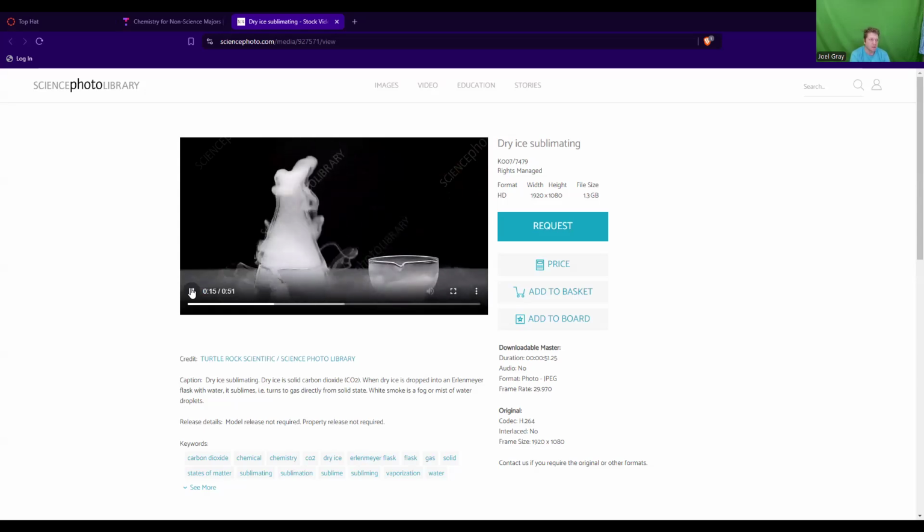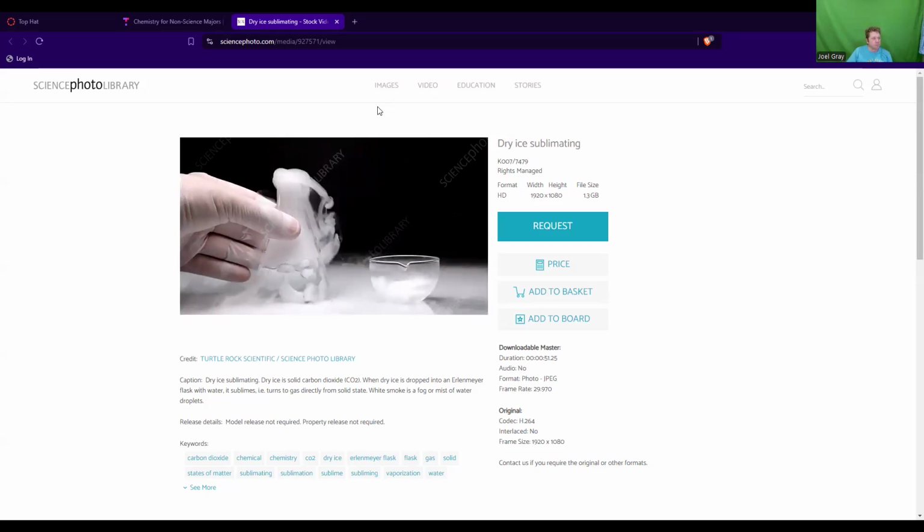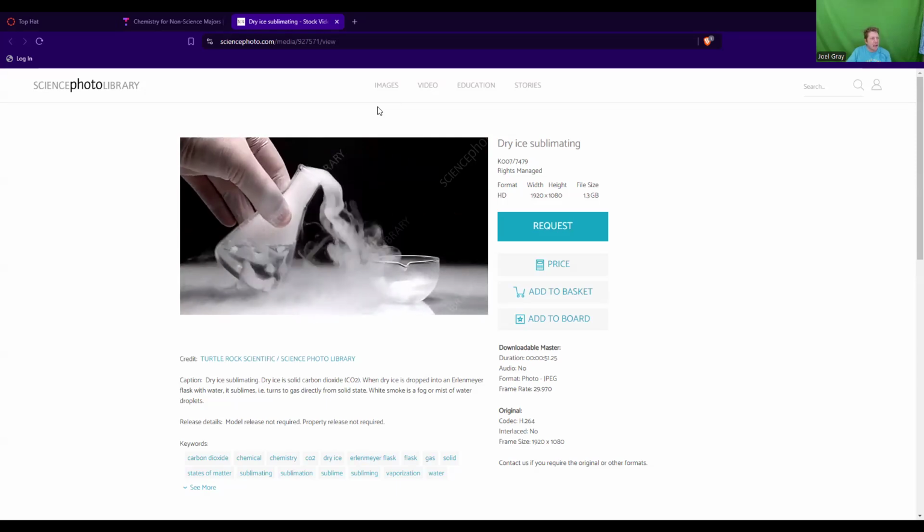The reason is that the temperature of that water is so high relative to that solid CO2 that it's just going to bypass the liquid phase. This is what's known as sublimation. So here we see that sublimation, where we're transitioning from a solid to a gas.